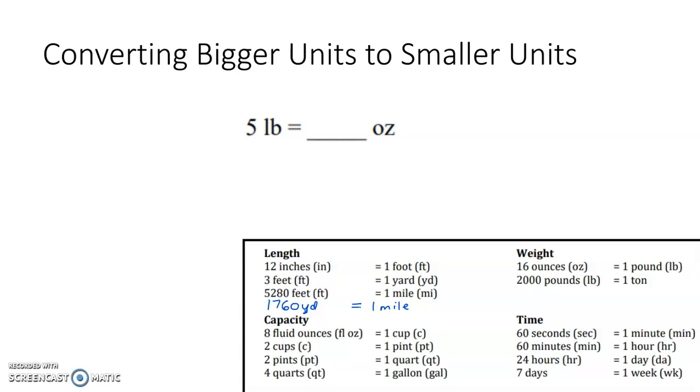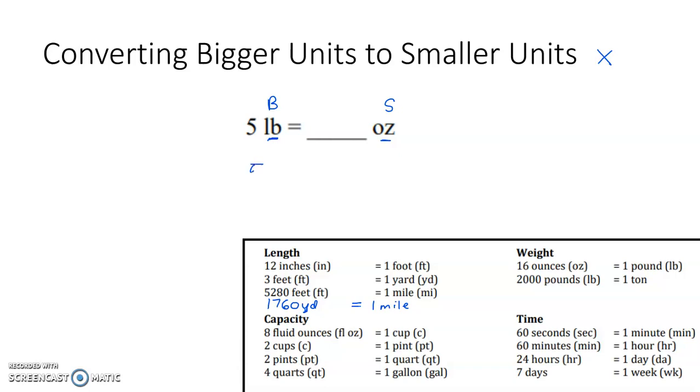So first up, we're going to take a look at what to do when you're converting from a bigger unit to a smaller unit. We're going from pounds to ounces here. And when we go from pounds to ounces, we're going from a bigger unit to a smaller unit. When this happens, we need to multiply.